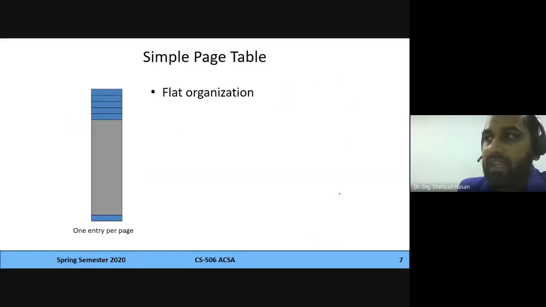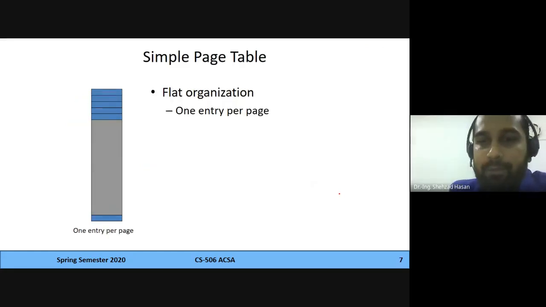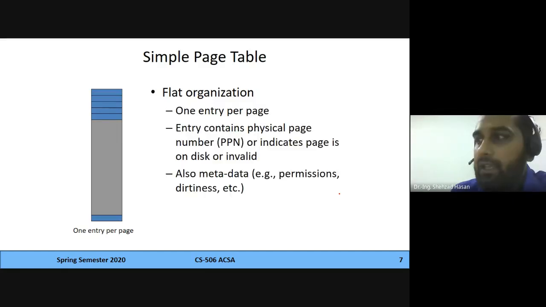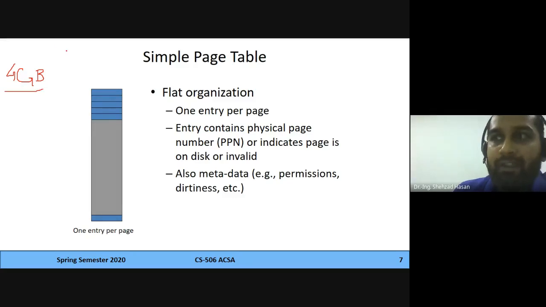If you're talking about the page table, there can be different organizations. Like a flat organization, we have one entry per page, and each entry contains the physical page number, which indicates where it is located, right? So one entry per page means, let's say we have a virtual memory of 4 gigabytes. This is what we are telling the programmer, that we have got such a big space for your program, but actually the main memory is quite a bit smaller, let's say just in megabytes.